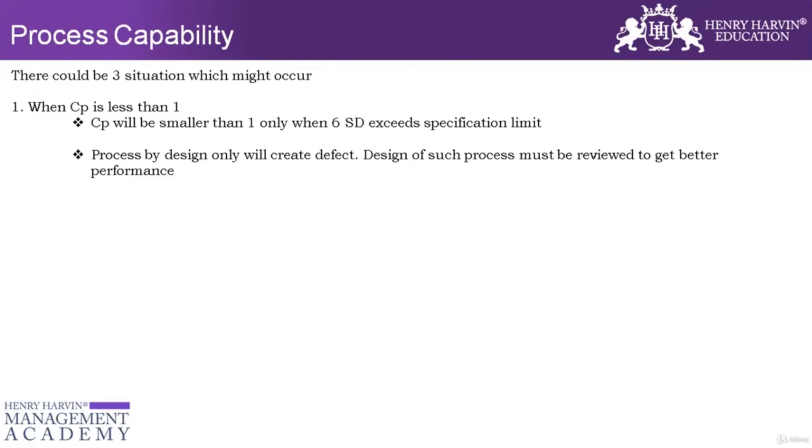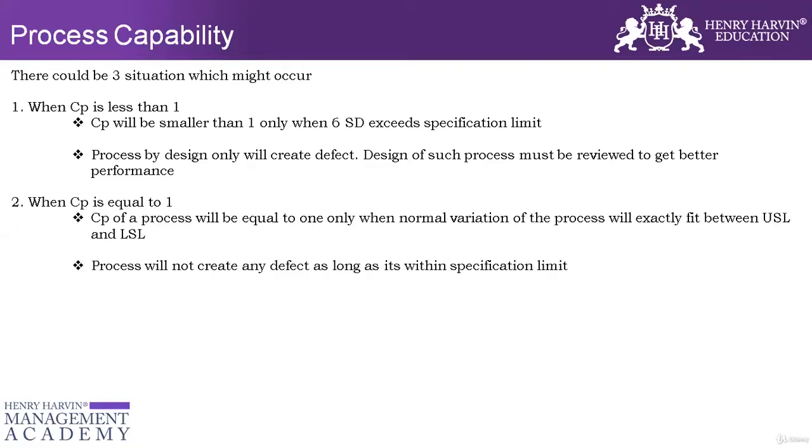When do we call CP less than 1? When CP is smaller than 1, the process by design will only create defects. Let's say I have an LSL and I have a USL, which means my specification limit, which is defined by the customer, is outside the normal distribution, outside the Six Sigma. Then I would say my CP is less than 1.